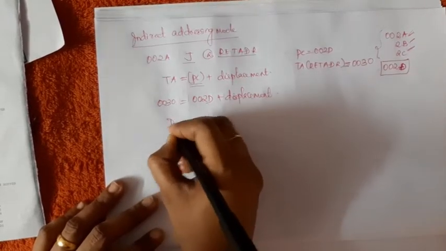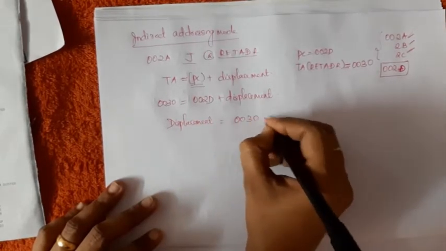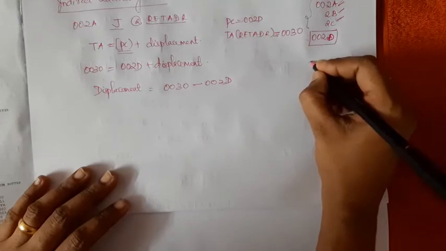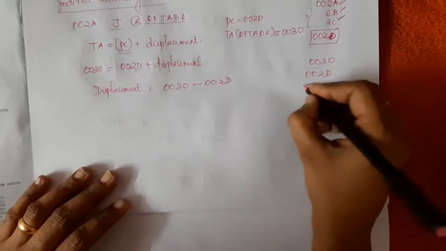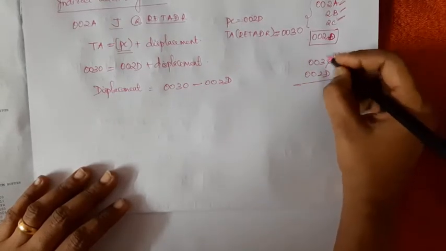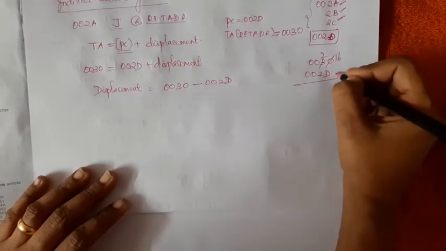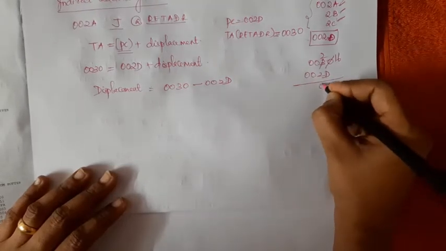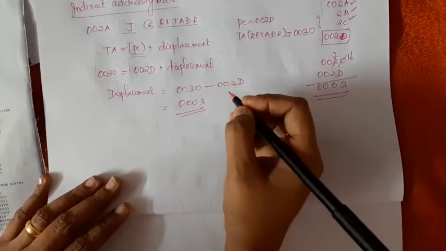Okay, now the displacement would be 0030 minus 002D. We have to find the hexadecimal. So 16, when you borrow it from here, you will get 16. 16 minus D, which means D is 13. So 16 minus 13 is 3. Okay, 0, 0, 0, 3. So that is the displacement value.